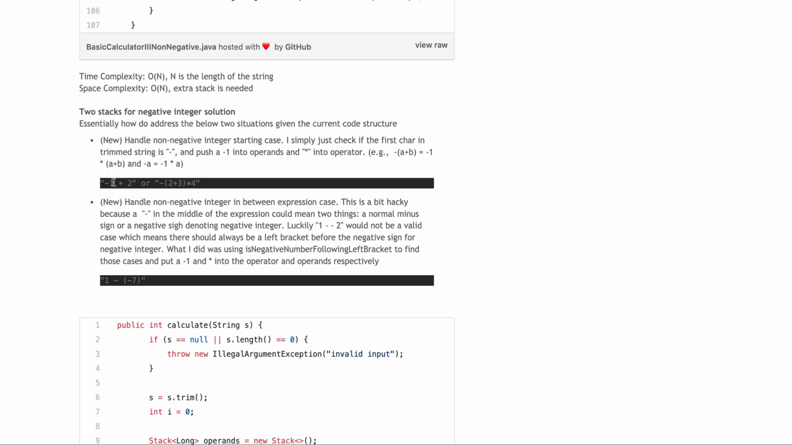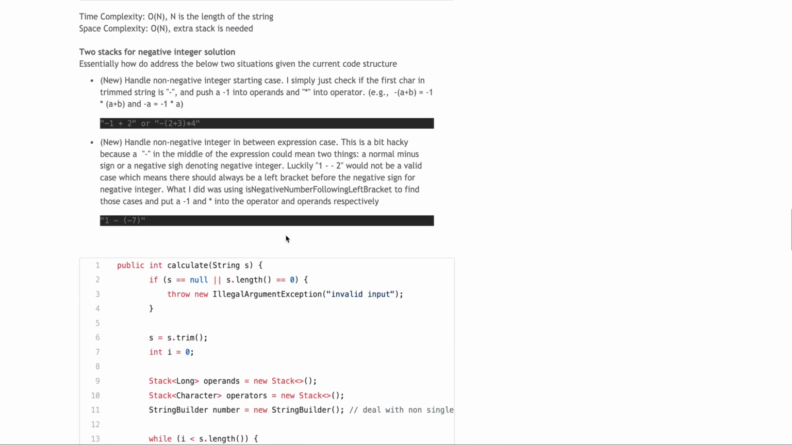First case is, how do we handle a case like this? What essentially I did is, because I already have the code structure or the template to handle those kinds of problems, which is one operator stack, one operand stack, I will just trim the string and look at the first letter. If it's a minus, I will change this to be minus one. I push a minus one into the operand stack, and I will push a times into the operator stack.